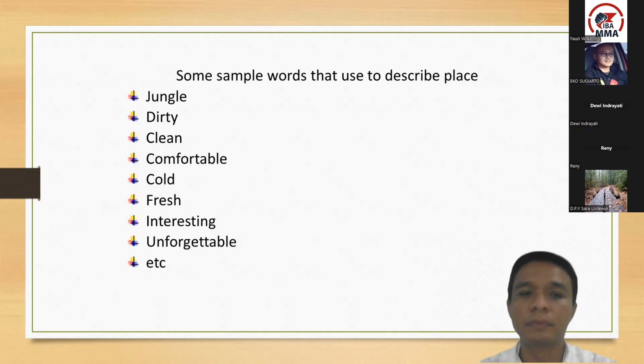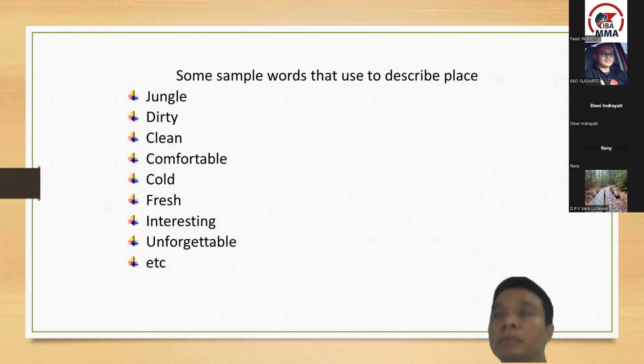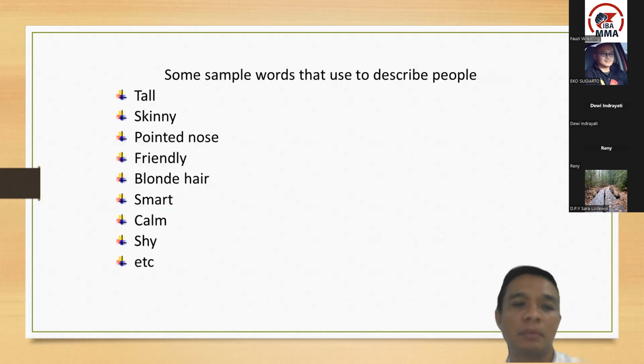All right, for the next slides. Those are some sample words that are used to describe place. Something like jungle, dirty, clean, comfortable, cold, fresh, interesting, unforgettable, and etc. And there are also some sample words that are used to describe people. Something like tall, skinny, pointed nose, friendly, blonde hair, smart, calm, shy, and etc.